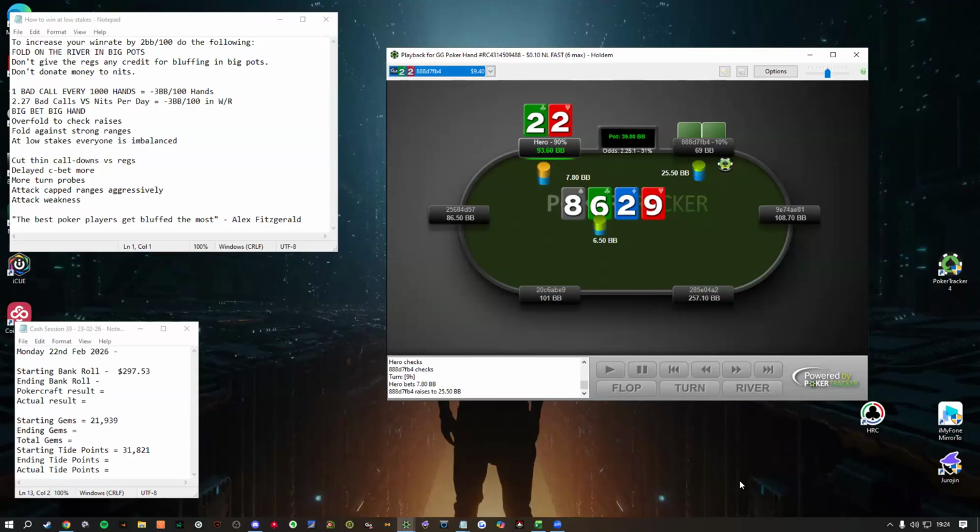It's like, trying to make bad folds, don't give them any credit for bluffing in a big pot, overfold against the check raise. Like this isn't a check raise, but it might as well be. I'll name three value hands in his mind that you have beat: 9-8, 8-7, and 6-7.